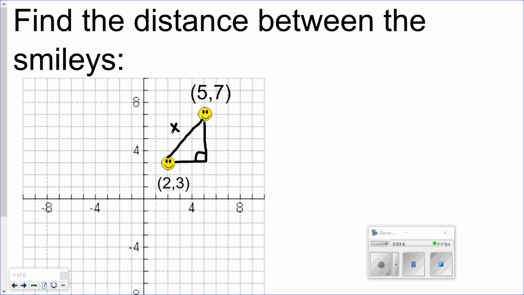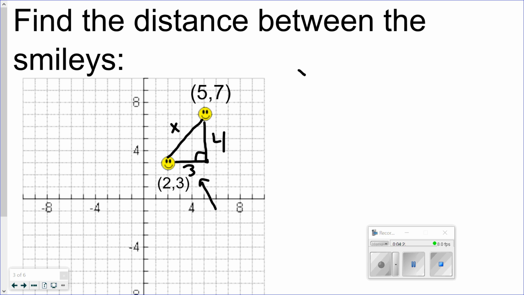How I do that is I'm going to look at the lower part of my triangle, and I'm going to count the spaces. So from my smiley face to the corner of my right triangle, I move over 1, 2, 3 spaces, so I know that side length is 3. If I look at from my right angle to the higher smiley face, I go up 1, 2, 3, 4 spaces. So now I can use the Pythagorean theorem to find the distance between the smiley faces.